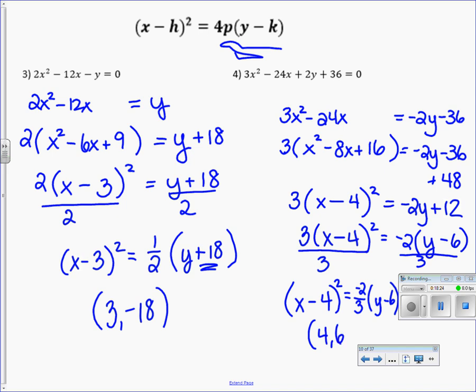So I'm going to have 4 and 6. And so that's kind of, again, what we're covering in that beginning of the conics section.